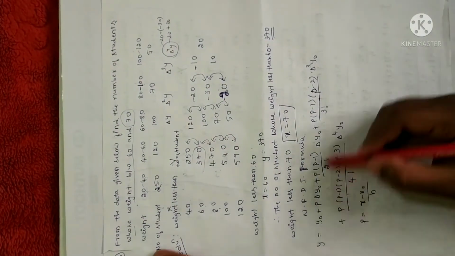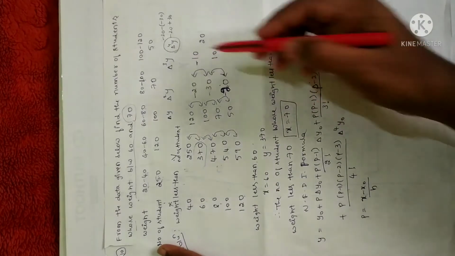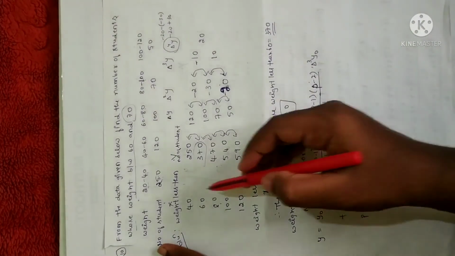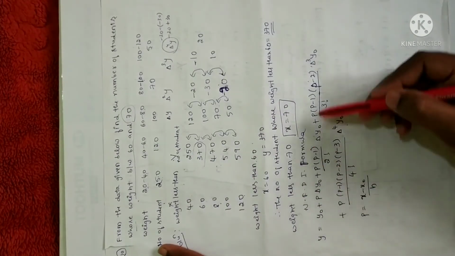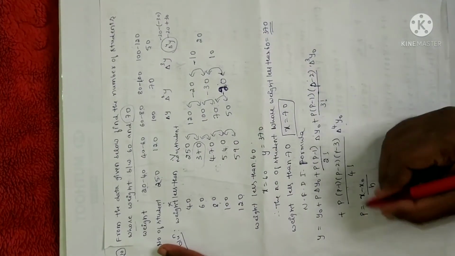So this is the formula I have written up to delta power 4 of y naught. Fine. Or else you can count the number of terms: 1, 2, 3, 4, 5 terms. Fine. Now p value we have to calculate.